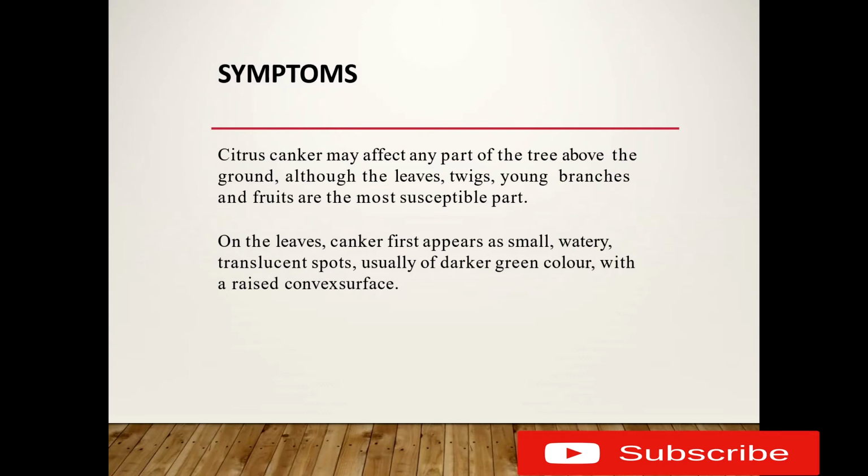And what are the symptoms? Citrus canker may affect any part of the tree above the ground, which means not only the leaves; it affects the leaves, twigs, young branches, and fruits are the most susceptible part. On the leaves, the canker appears as small watery translucent spots. Usually these are darker in color and raised from the surface. So the major symptoms on leaves appear as translucent spots.